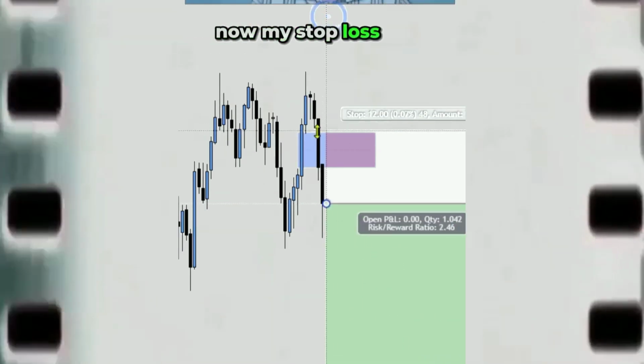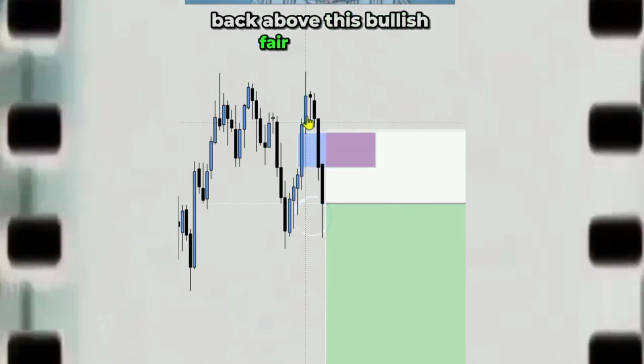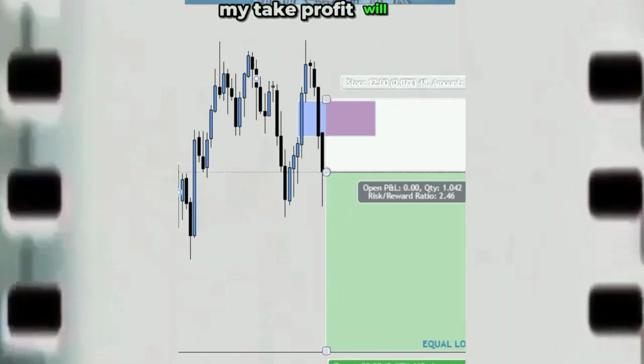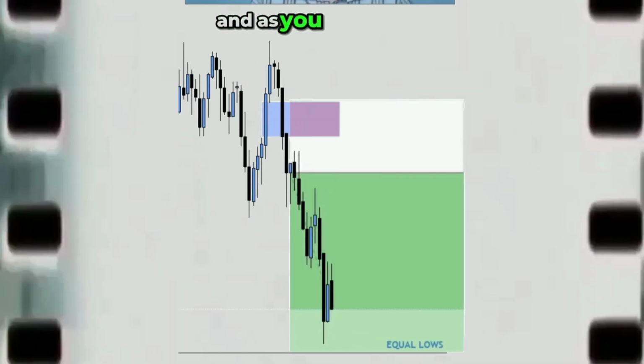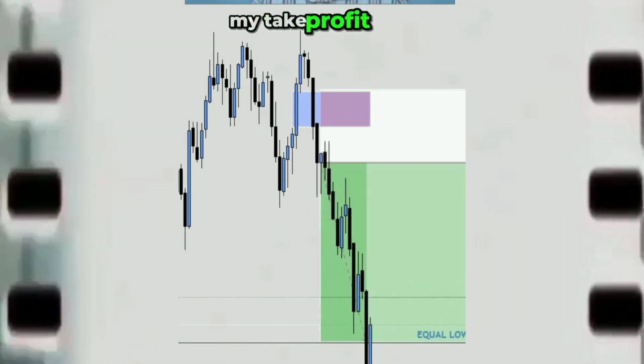Now my stop loss goes back above this bullish fair value gap. My take profit will be this clear draw on liquidity, which is these equal lows, and as you can see by the price action, my take profit gets smashed.